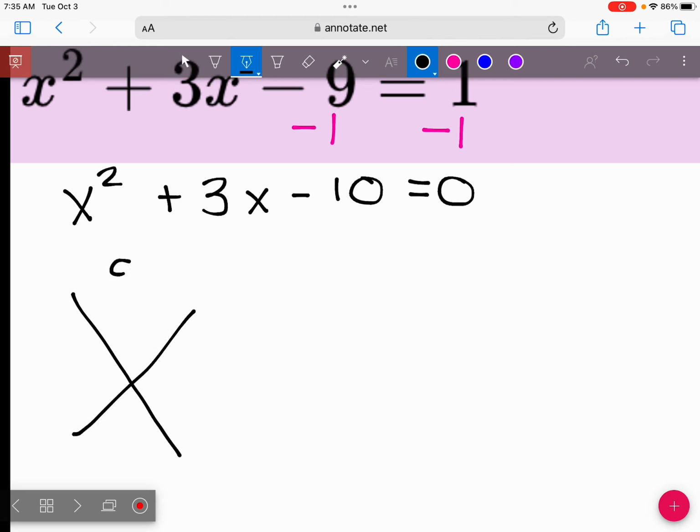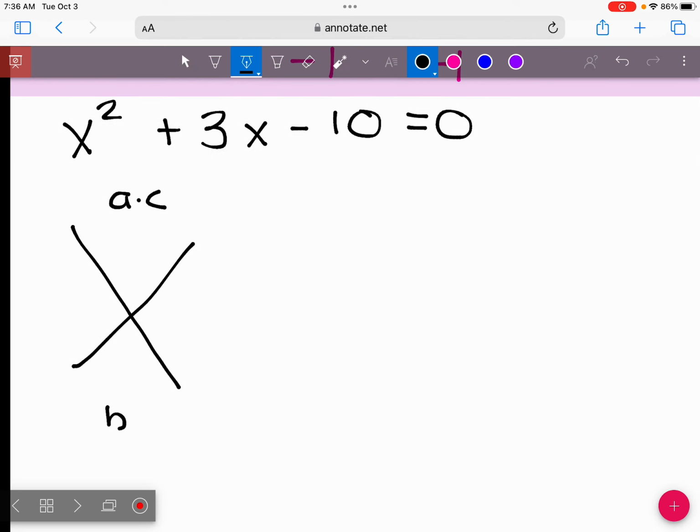So I'm going to take my A times C at the top. B goes at the bottom. So what's my A value? What's my C value? What are they multiplied together? Negative 10. And what's my B? 3.